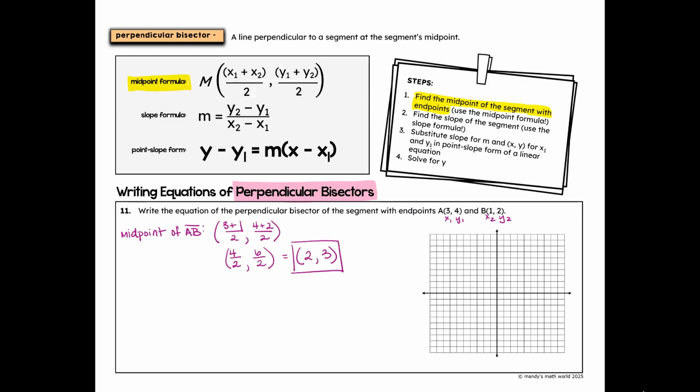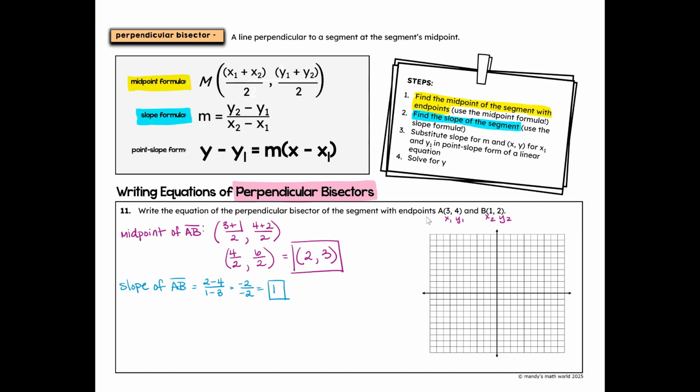So now I found the midpoint of the line segment, which is where that perpendicular bisector is going to intersect that line. The next step is we're going to find the slope of the segment using the slope formula. I'm finding the slope of the line that has these endpoints. The slope formula is y2 minus y1 over x2 minus x1.